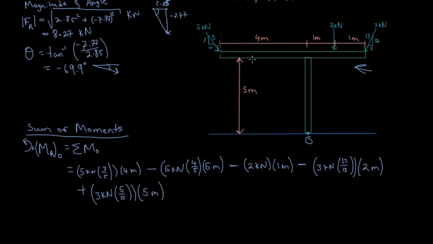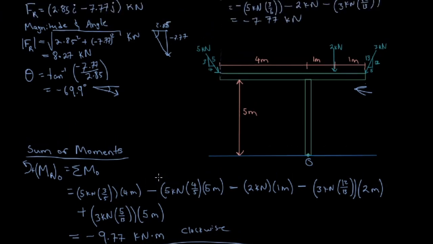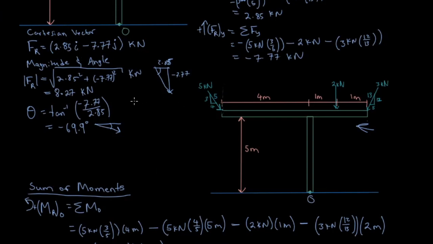And so that's all the different forces accounted for. So what we do now is we put this into our calculator, and when we do that, we get negative 9.77 kilonewton meters, and it's going to be clockwise. And there you have it. That'll be this answer here, because that is the answer for the resultant moment. And then up here, the resultant force, this would be the answer here.